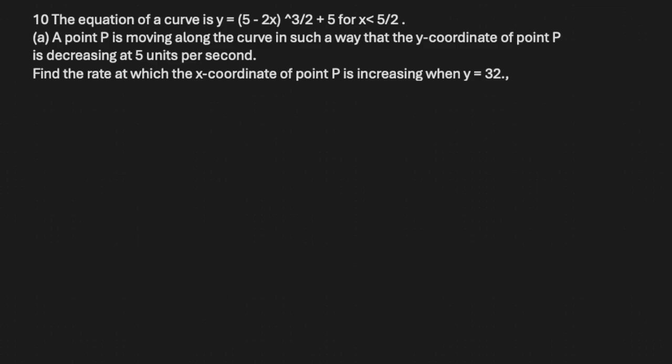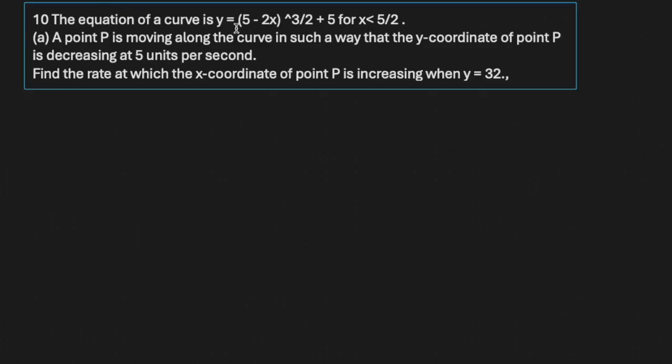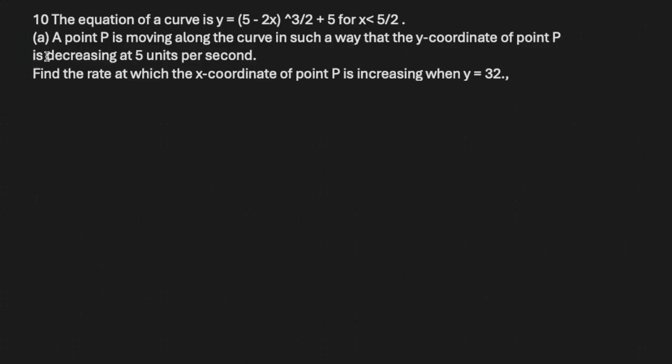Question number 10. The equation of a curve is y equal to (5 minus 2x) to the power 3 over 2 plus 5, and point P is moving along the curve in such a way that the y coordinate of P is decreasing. So dy over dt is minus 5. Because it's decreasing, so negative. Find the rate at which x coordinate is increasing.